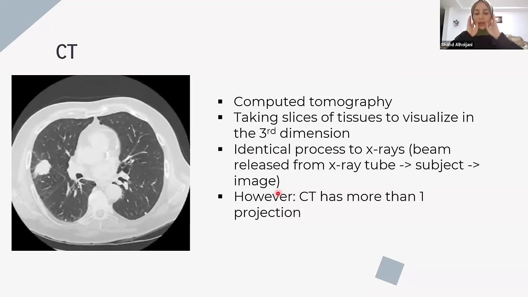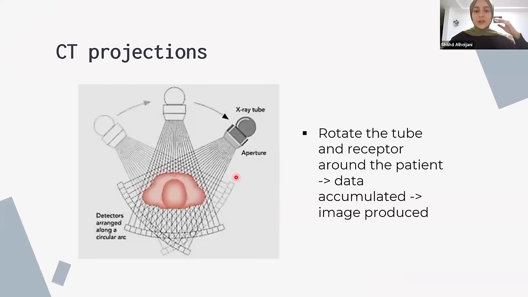one projection. For example, we said in X-rays, you have the X-ray tube, it will release the X-rays and it will hit the subject, producing the image. CT will have more than one projection. So let's look at this. So here you have the X-ray tube, it will project the X-rays, but you have more than one projection, and it will keep rotating around the patient. So you'll get more than one image, and then they will overlap.